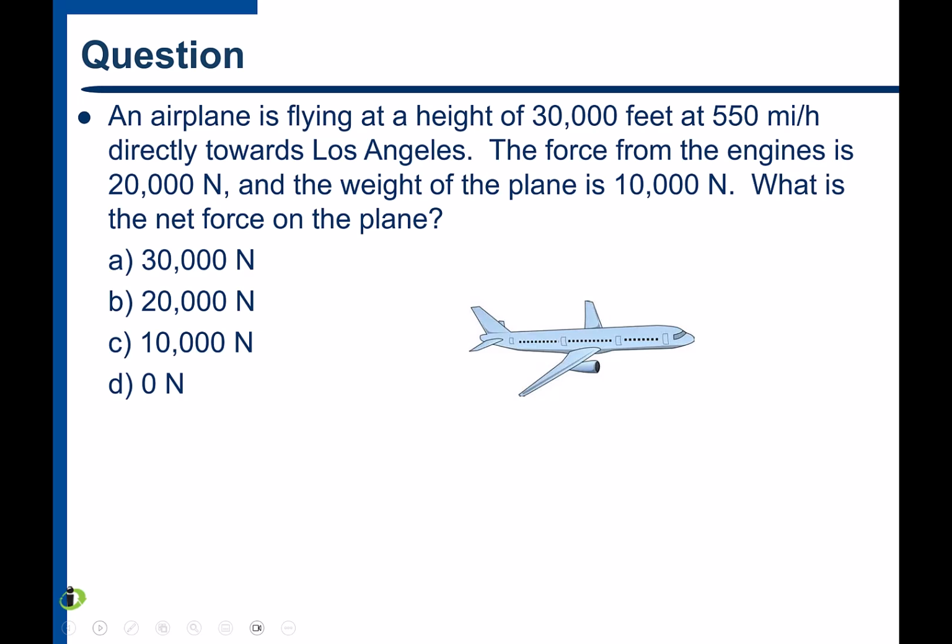Why don't you try this multiple choice question on your own? So pause the video and see if you can get it right. It says an airplane is flying at a height of 30,000 feet at 550 miles per hour directly towards Los Angeles. The force from the engines is 20,000 newtons. The weight of the plane is 10,000 newtons. What is the net force on the plane?